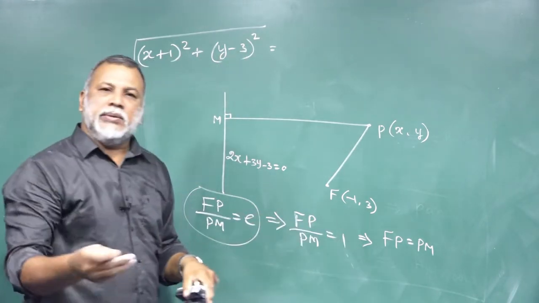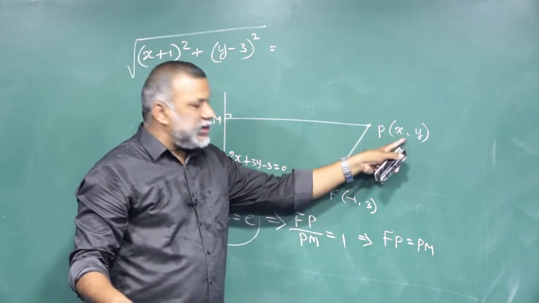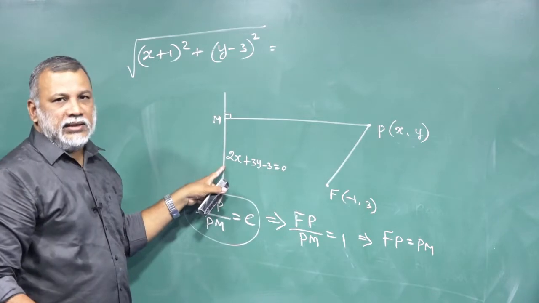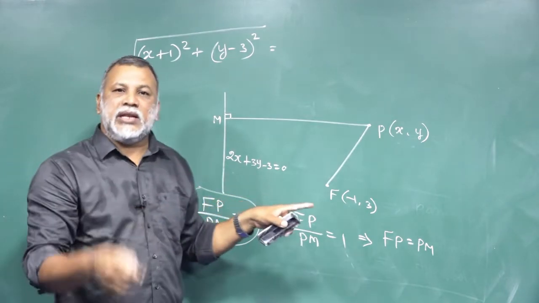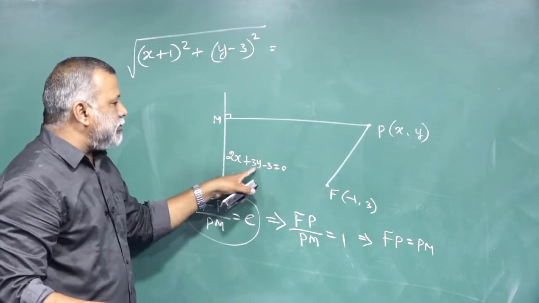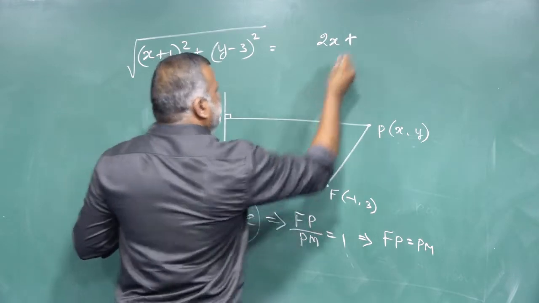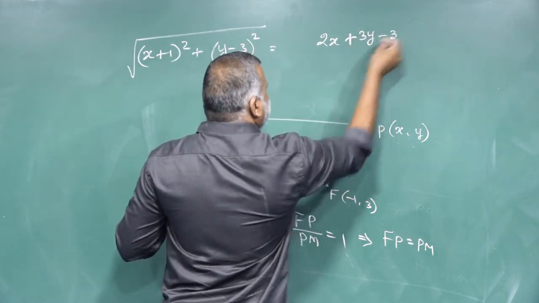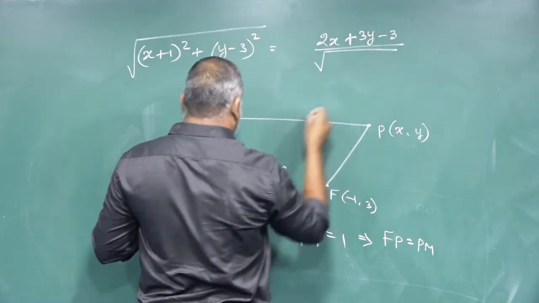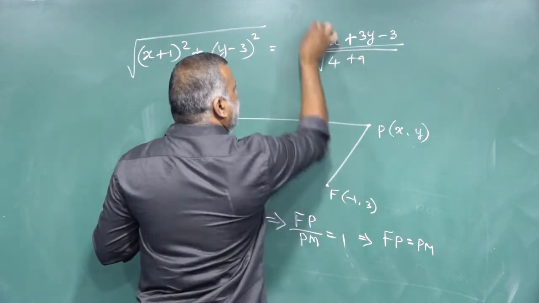Then PM. What is the meaning of PM? Already I am explaining. It is the length of the perpendicular from P(x, y) to the line. It is a fixed line. What is the formula? Just now I explained: (ax + by + c) divided by root of a squared plus b squared. Instead of ax + by + c, here (2x + 3y - 3) divided by root of 2 squared becomes 4, 3 squared becomes 9.